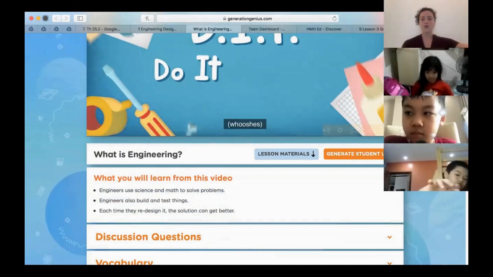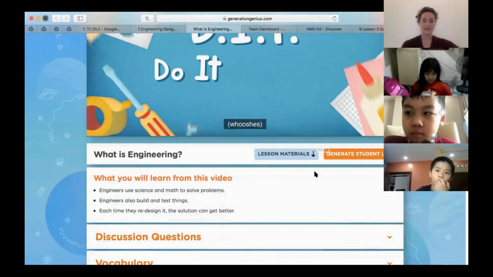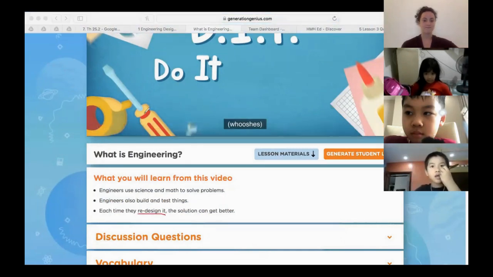Who can tell me what redesign means? Please raise your hand using the button on Zoom if you can tell me what redesign means. Any ideas? Redesign, this word right here in this sentence. Susie, we haven't heard from you today. What do you think redesign means?